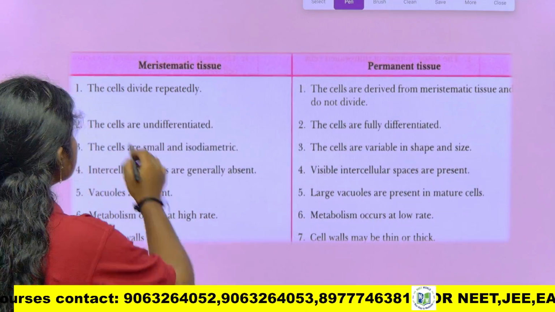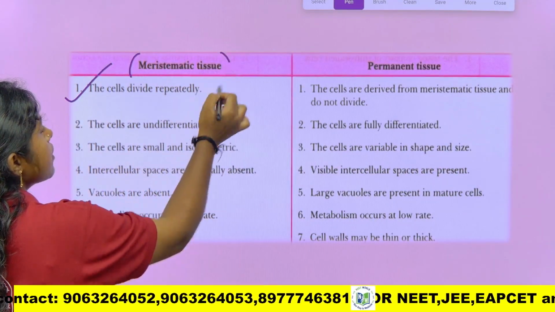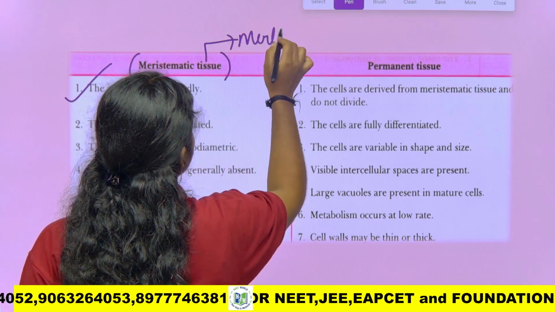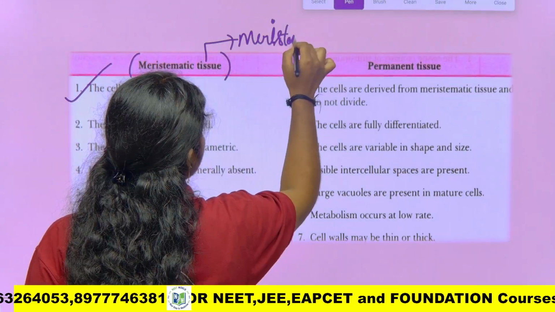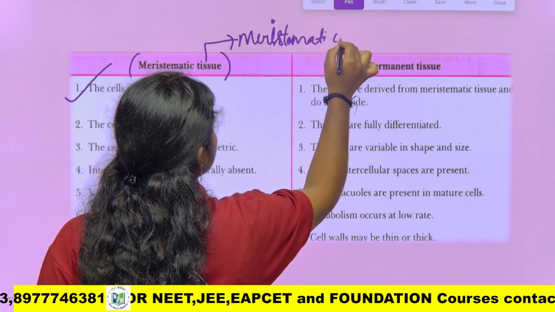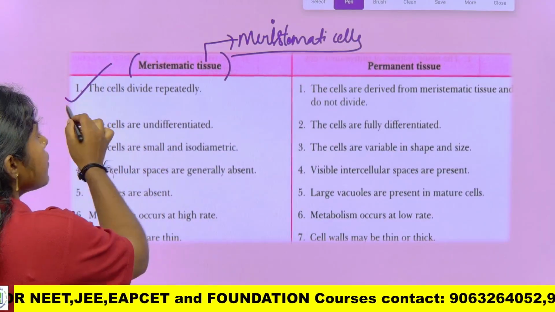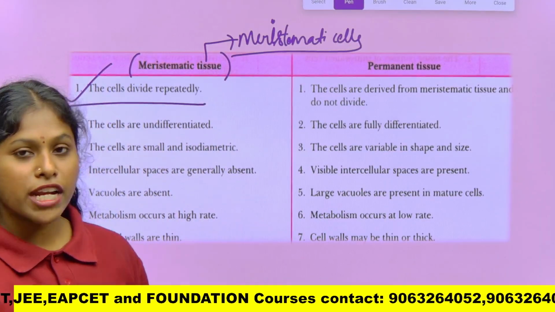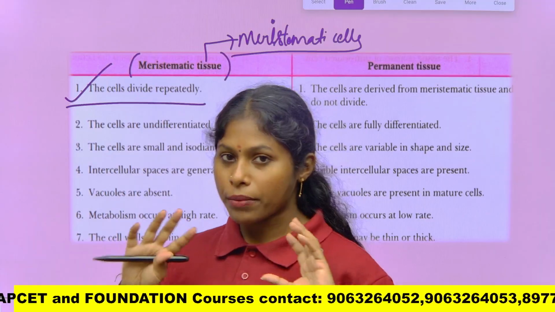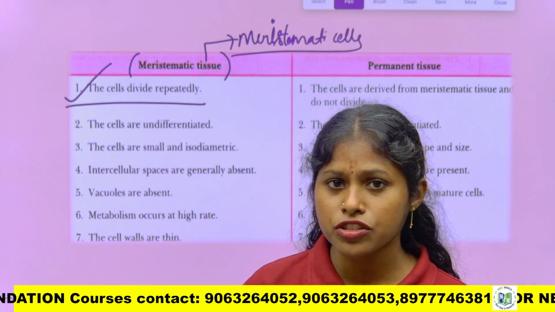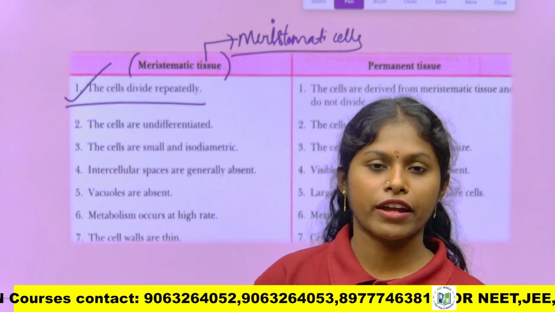In meristematic tissue, the cells we call meristematic cells, right? These are actively dividing cells. That is why the cells divide actively, participating in division. That is why they have a prominent nucleus and dense cytoplasm. Is there a vacuole in the meristematic tissue, children? No. It is devoid of vacuoles, right?